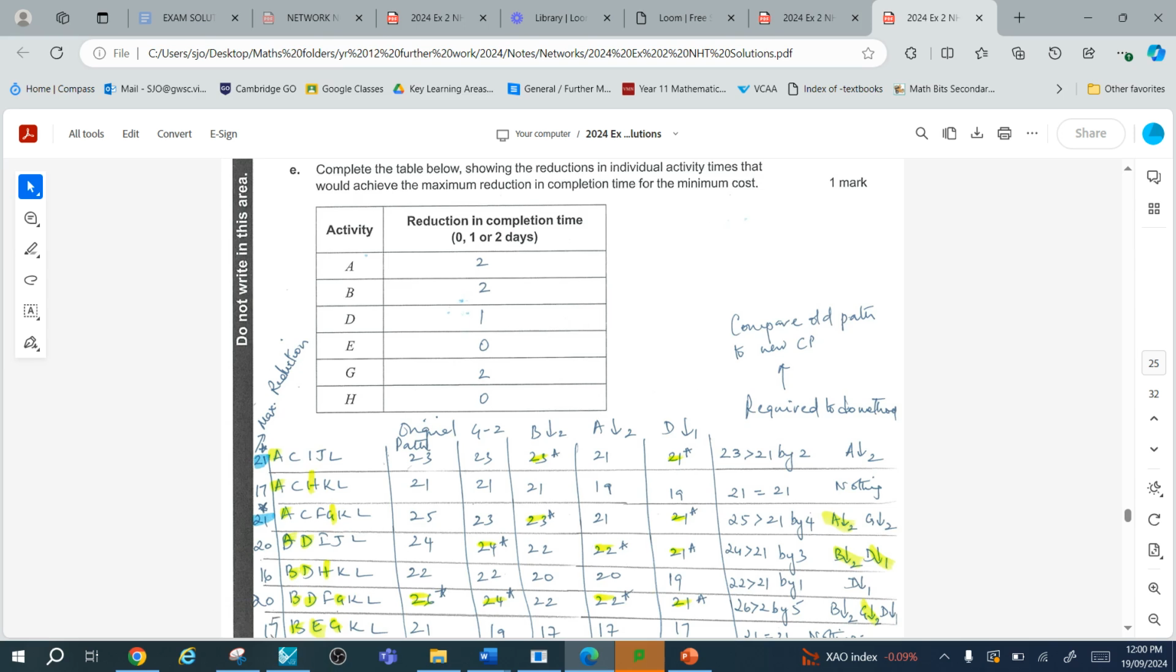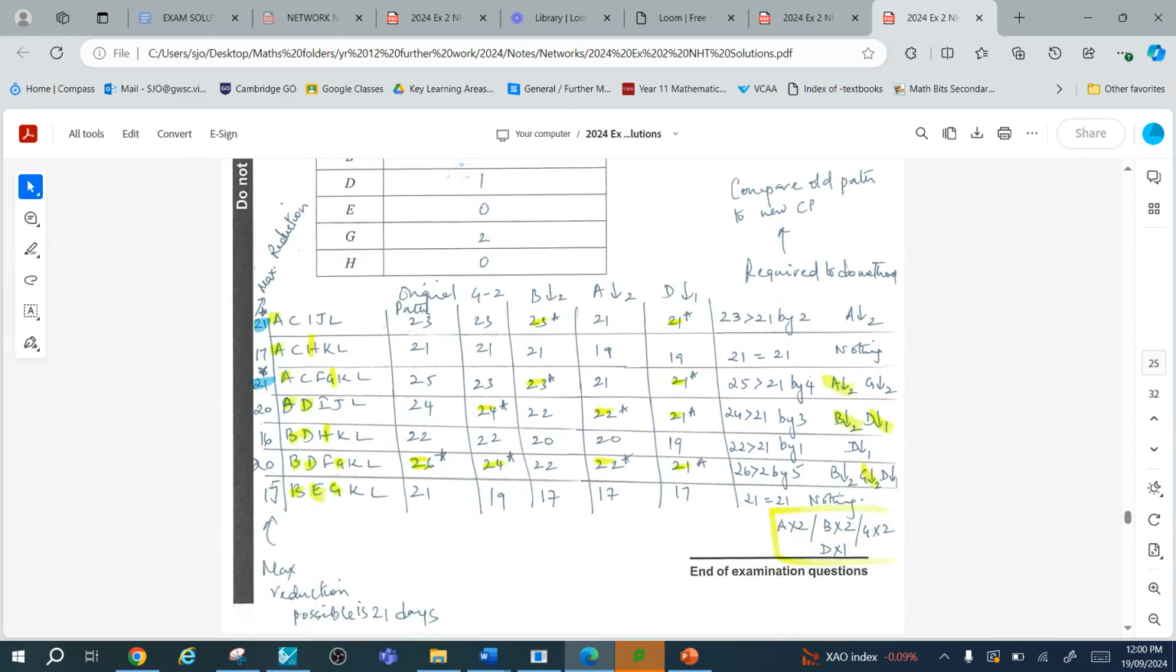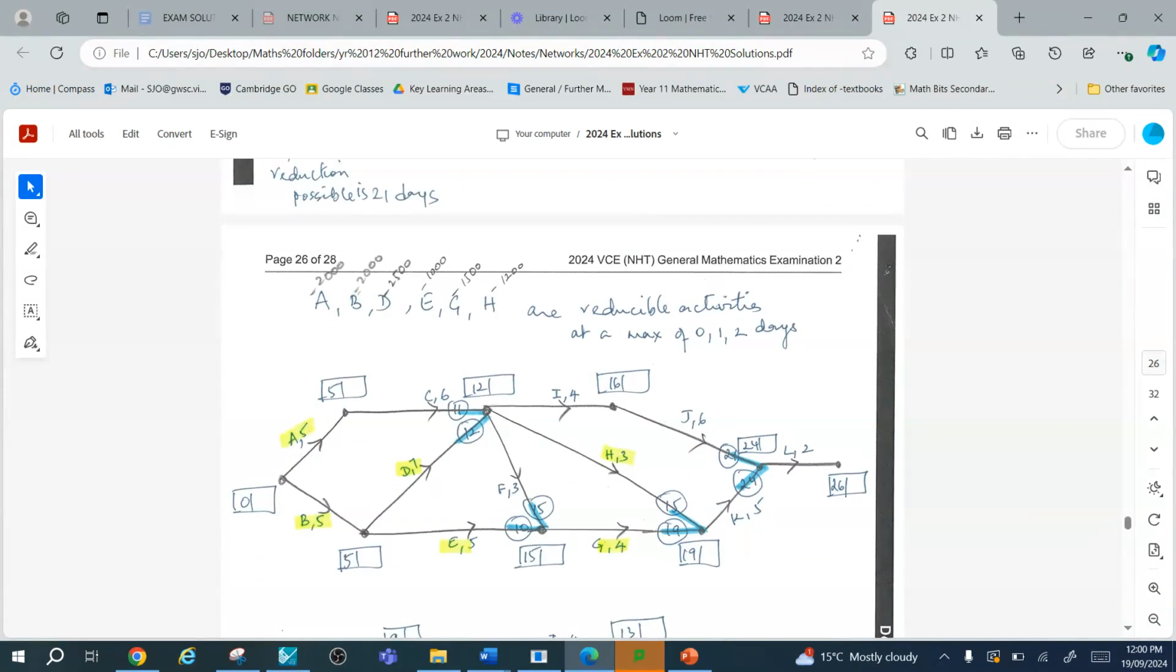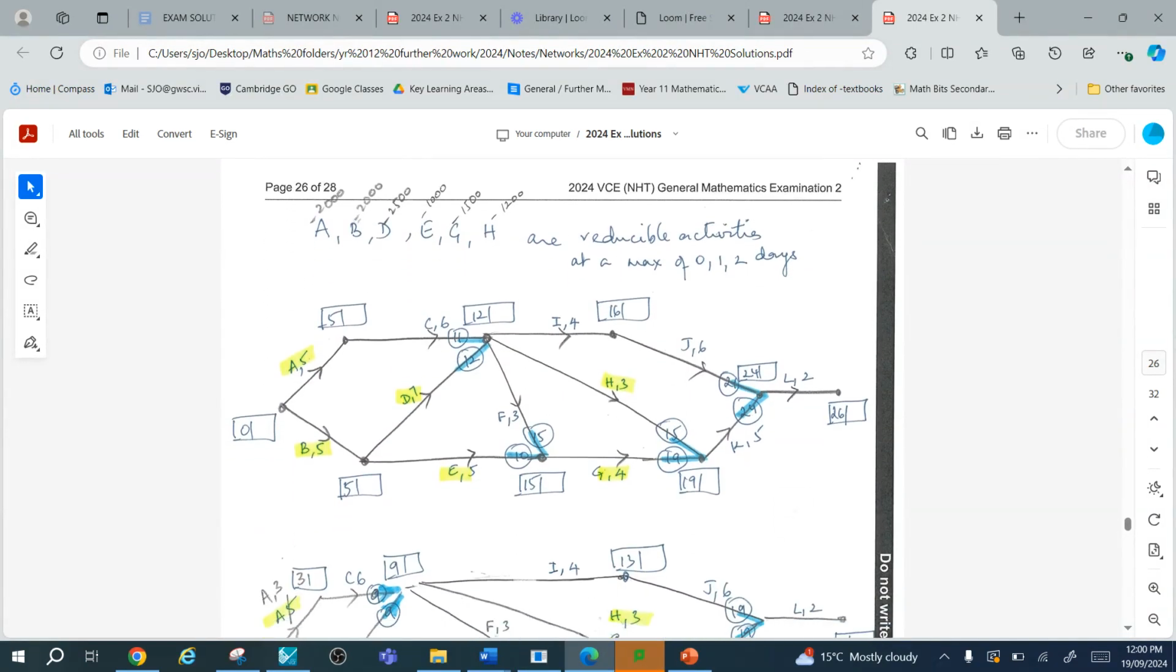So this maximum reduction column gives us a good idea as to when we should stop crashing, because often students have that problem. So you could either choose the first method, which is crashing along single paths. You can either crash them by 2 as I have, or you can crash 1 at a time and stop when you reach that final 21. Or you can adopt this required to do method and then record all of the crashings that are possible. Now, I find the analytical method of looking at it actually much easier.